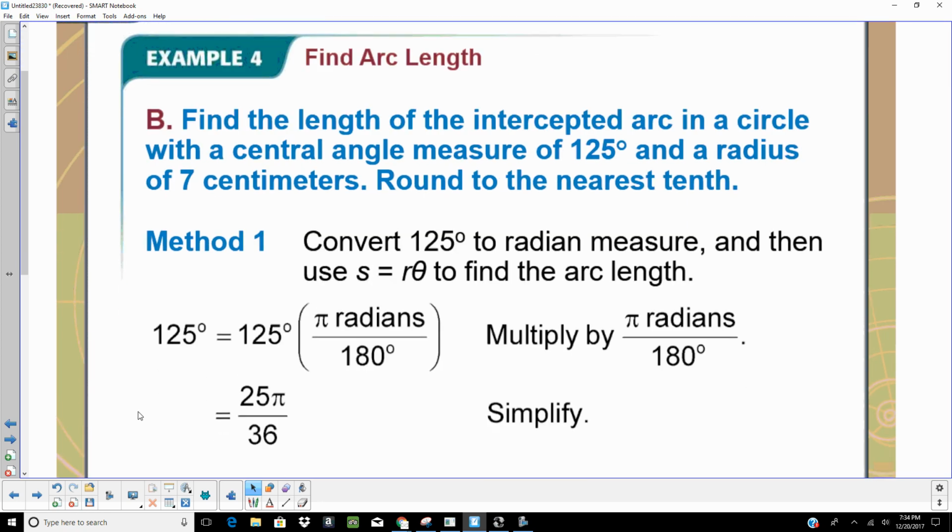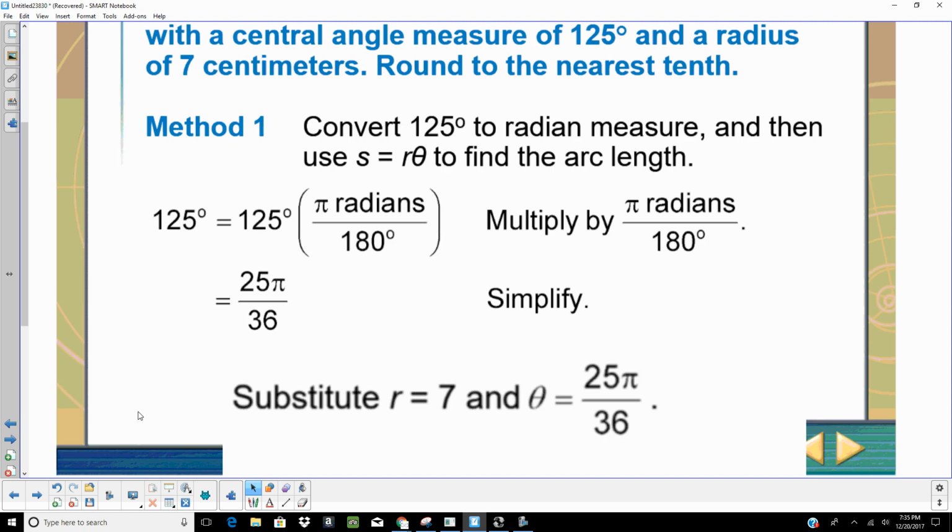Here's one that I was talking about where they're going to try and trick you. We want to find the length of an arc, and they're giving it to us at 125 degrees. And they tell us the radius. So you're going to have to take that 125, and you're going to have to convert that into radians. So to convert that 125 into radians, you multiply by pi over 180. When you do that, you're going to get 25 pi over 36.